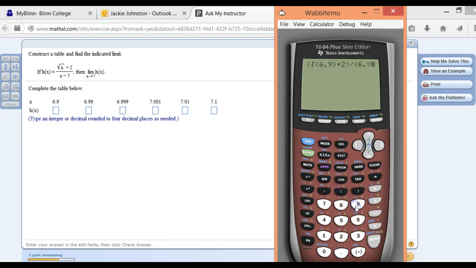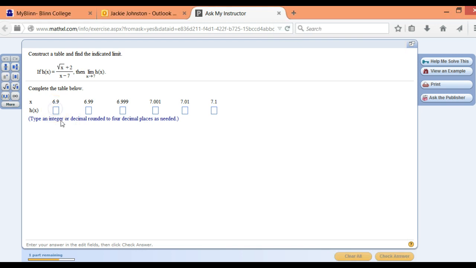6.9 minus 7, and we'll close our parenthesis. And we end up getting negative 46.267, and we're going to round it to 4 decimal places because that's what it asks. Negative 46.2679. So that's what's going to go into our first box.